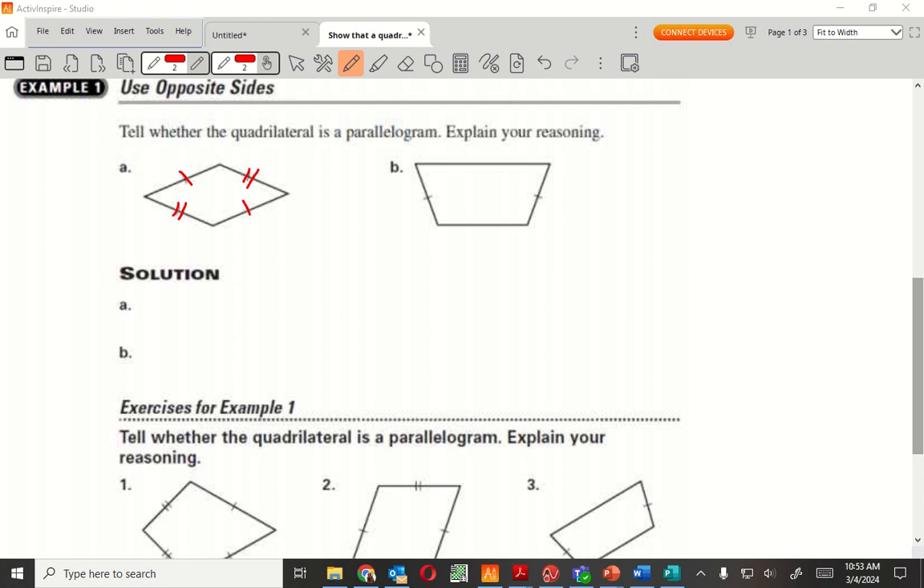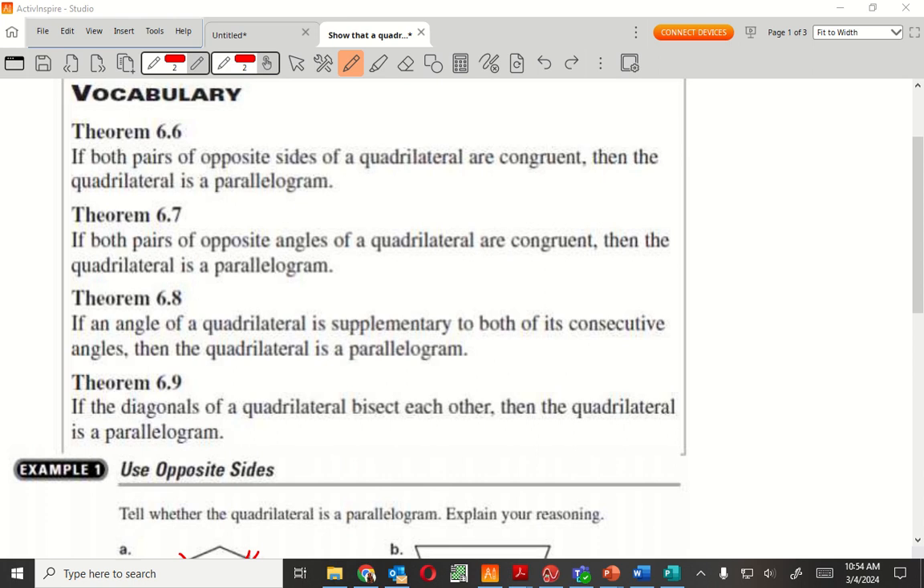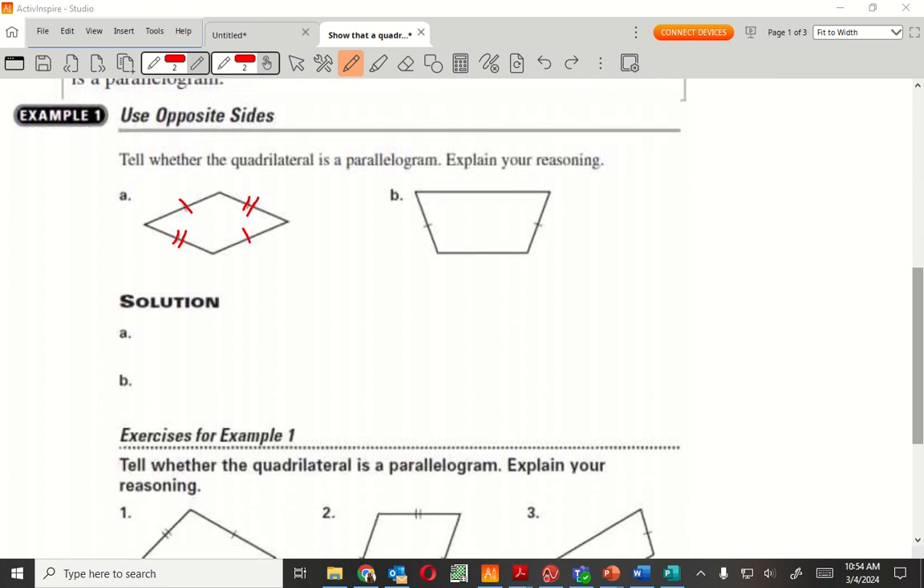So now, what can I say? Because those are opposite of each other, are they congruent? Yes. So let's go to the theorem. Let's look at the theorems. It says, if both pairs of opposite sides of a quadrilateral are congruent, so is that true here in this case? Both are congruent, then the quadrilateral is a parallelogram. So can I say that this one's going to be a parallelogram? Yes. This one is a parallelogram.